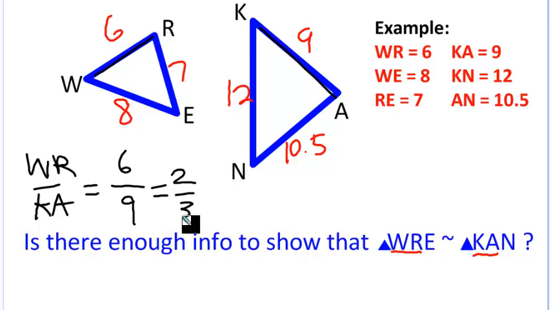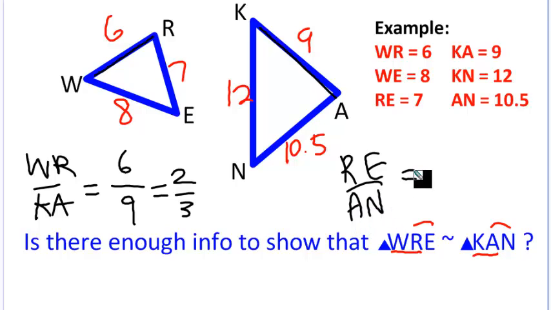Now let's pick another pair of corresponding sides and see if when we set up a ratio of them, we get that same 2/3 simplified answer. If so, then potentially these could be similar triangles. If not, then we can conclusively say they're not similar. So let's do RE and AN. RE is 7 versus AN is 10.5.